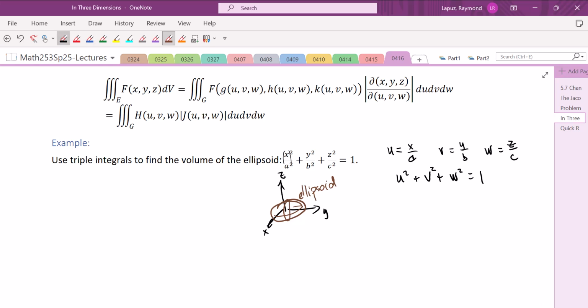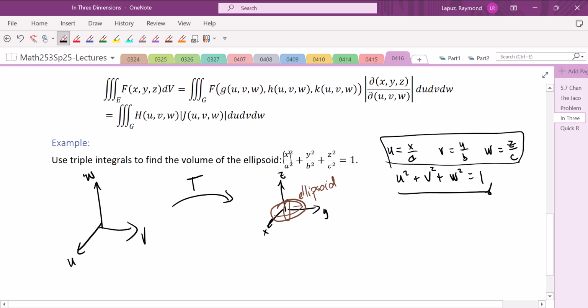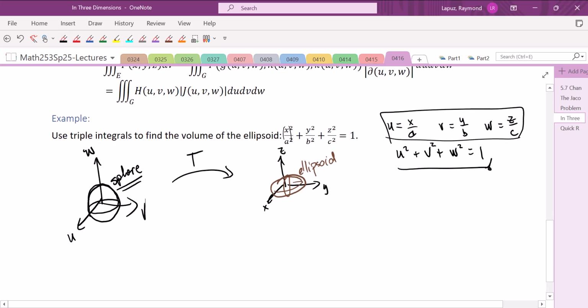And what you want to do is find something in the UVW space that is a lot nicer in your transformation. In the UVW space with this substitution, it looks like it's going to be the first variable squared, second variable squared, third variable squared is equal to 1. So this is just a sphere, which we have spherical coordinates to work with, right?